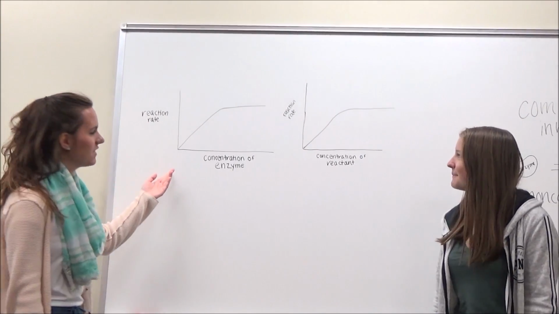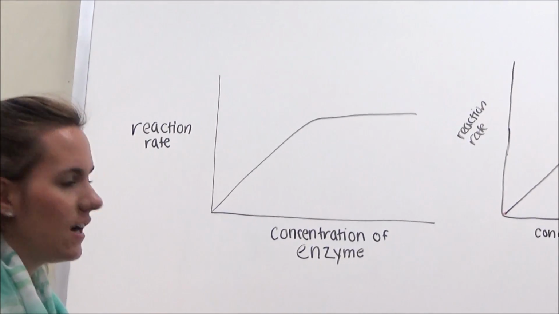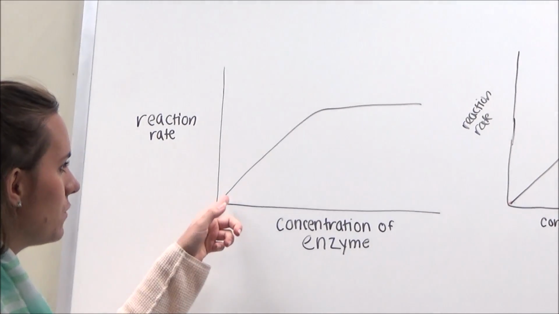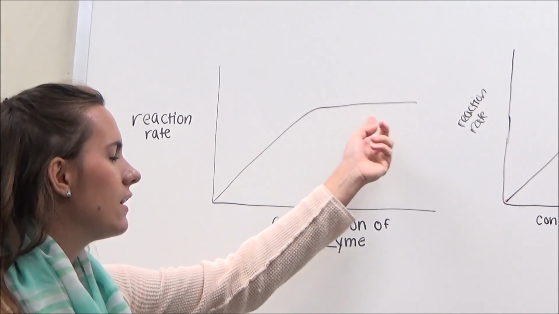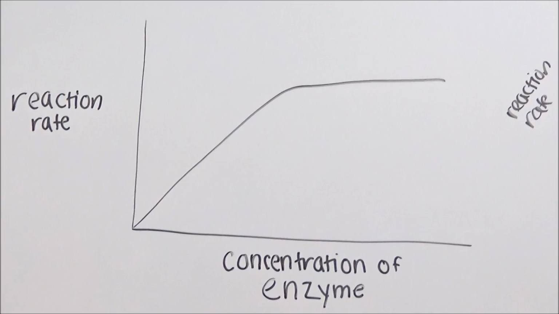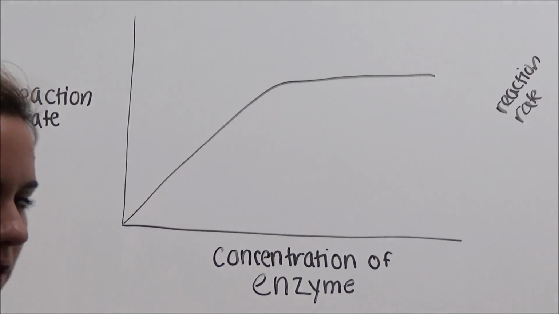So here in this first graph, we're discussing how a reaction rate changes as you increase the concentration of an enzyme. As you increase the concentration of an enzyme, the reaction will begin to increase until a certain point at which it will level off. The leveling off occurs because the enzyme has used up all the substrate present in the cell, and the reaction cannot possibly speed up anymore until you add more substrate.